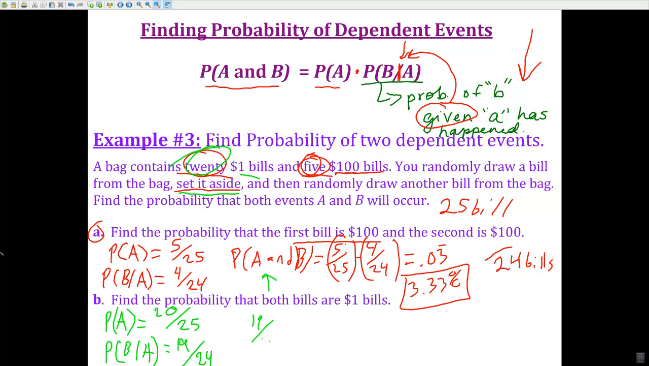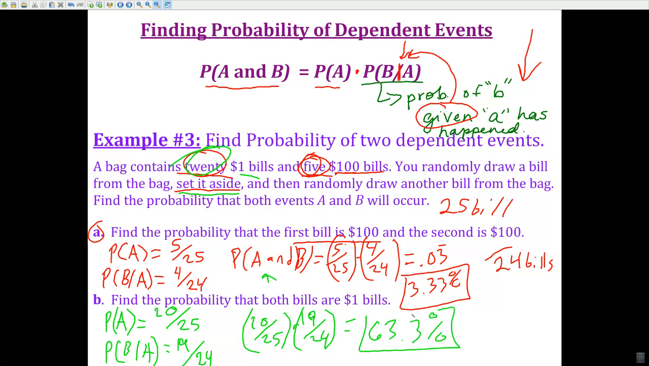That's not what I wanted. 20 over 25 times 19 over 24. Cool. And I got, should be higher, right? Should get 63.3%. I skipped the moving the decimal place step just to the percentage.